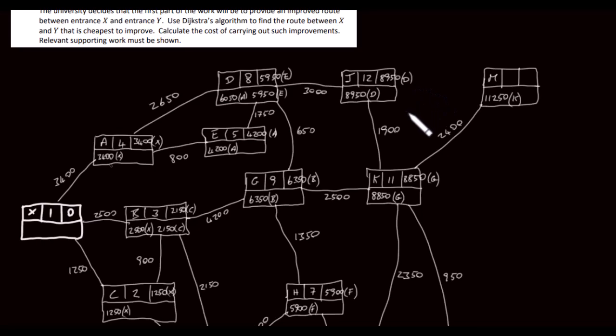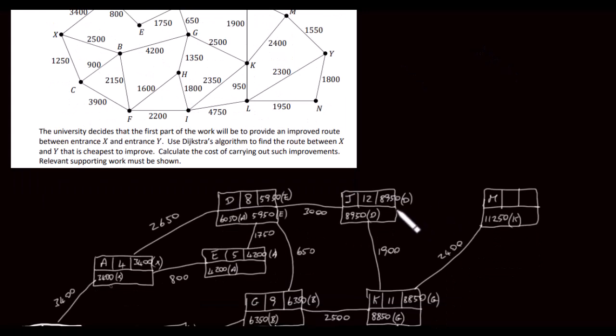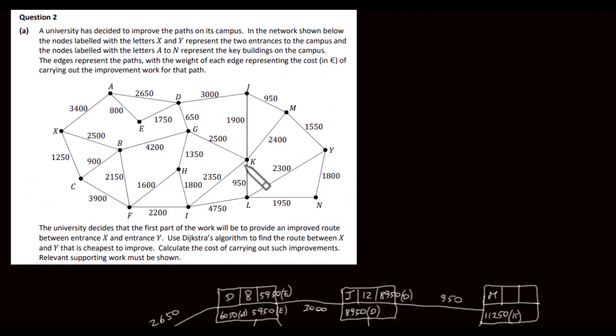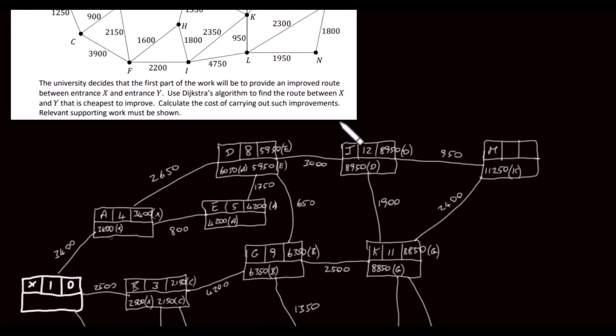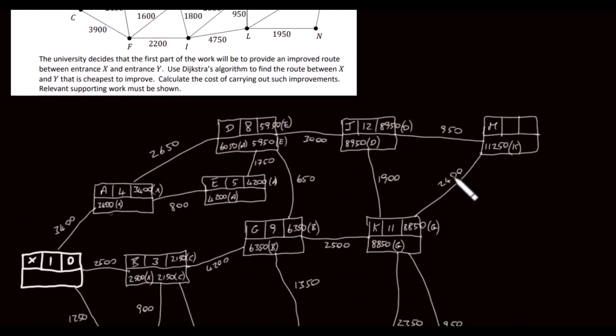So let's see what J is connected to. Okay, so J is connected to M, 950. J is connected to K, 1900. We have that already. And that's really it. It's connected back here as well, but we finished that. So it's really just this one here. So let's add those. 8,950 plus 950. That's 9,900. That's lower than this value here, so we're going to use that. So it's 9,900, which came from J.